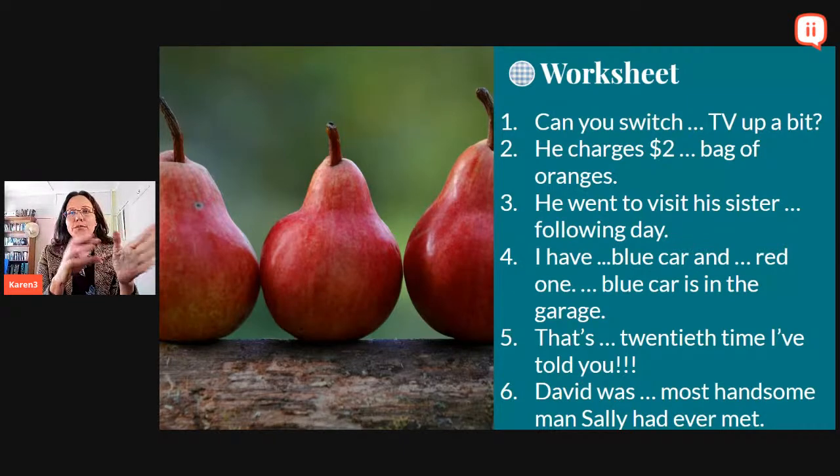I have a blue car and a red one, introducing it to my readers. Once I've introduced it, I now say the blue car is in the garage, okay? So immediately I will change to the in the next sentence because you know now that I've got a blue car. So it becomes the. That's the 20th time I've told you. It's again rank. So it uses the.